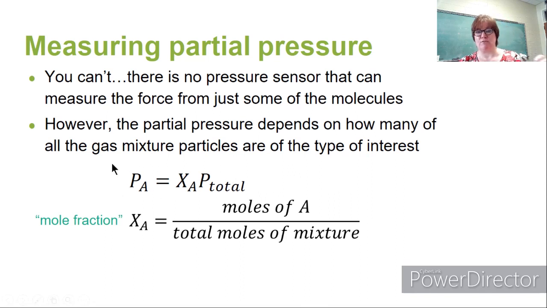Sometimes I can do different tricks, and experimentally we can do some pretty tricky stuff and measure the partial pressure. Not really, we're measuring it indirectly, and then use it to figure out the mole fraction of what's in a gas mixture, and that can be kind of powerful.